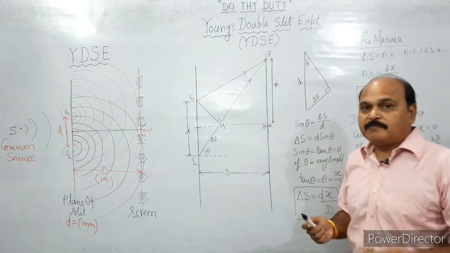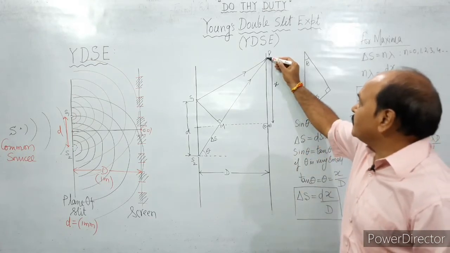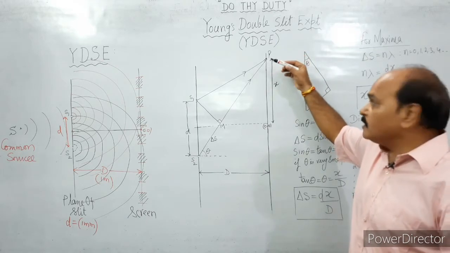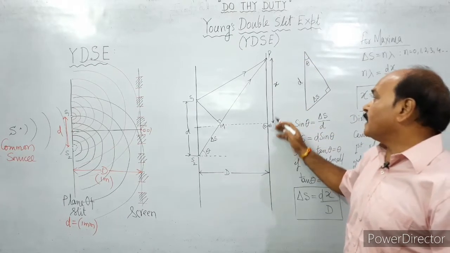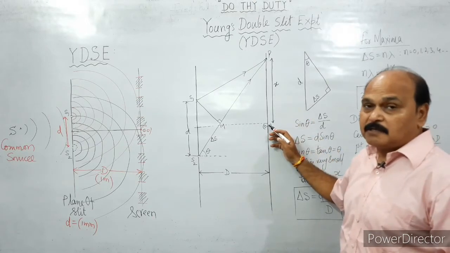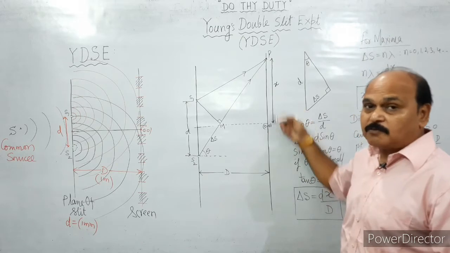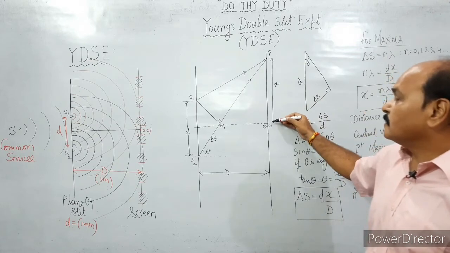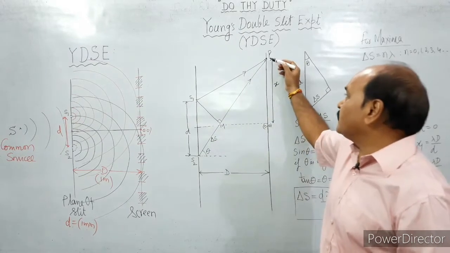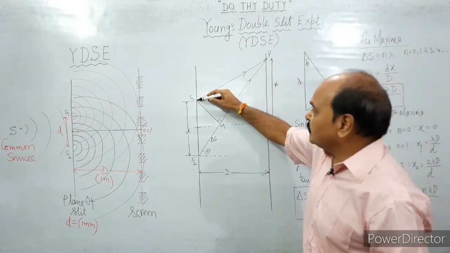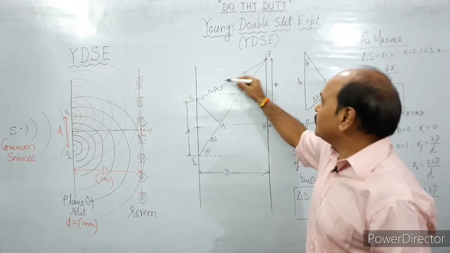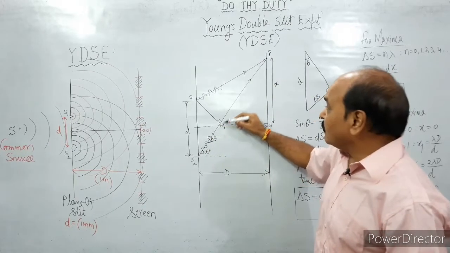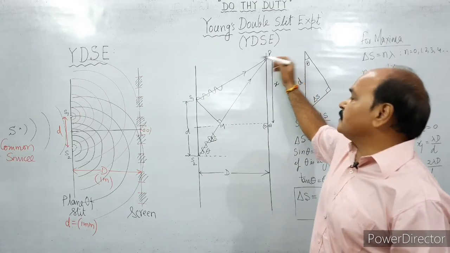So what we have done here is taken an arbitrary point over the screen, and that arbitrary point is P, and the distance of this arbitrary point from the center of the screen is taken as x. Remember, the center of the screen is taken as the reference point for measuring distance over the screen. Now the waves from both the sources arrive at this point P. The wave from source S1 travels along this path and reaches point P. Similarly, the wave from source S2 also travels along this path and superposes with the wave coming from here.